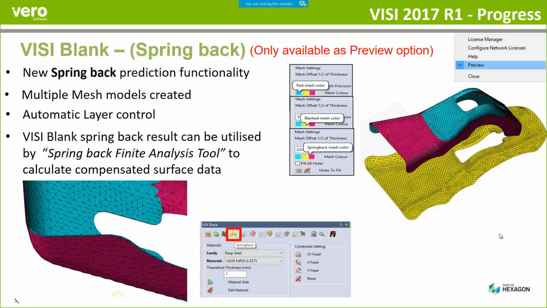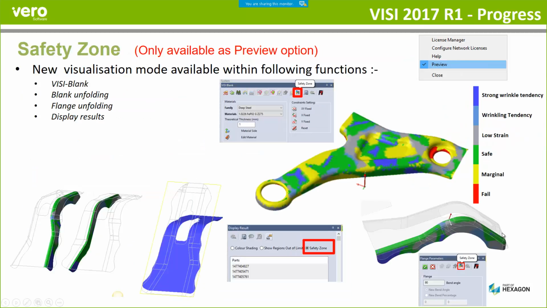So, moving on to the next option. This is another option that's only available under Springback, but it's more of a visualization option. It's called Safety Zone. It's actually available in a number of functions, so it's available in Visi blank, blank unfolding, the flange unfolding, and also the display results. And it allows you to visualize different manufacturing defects.